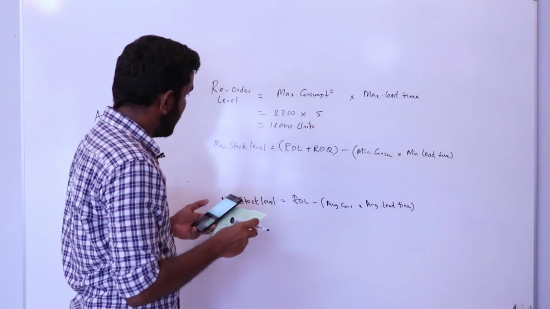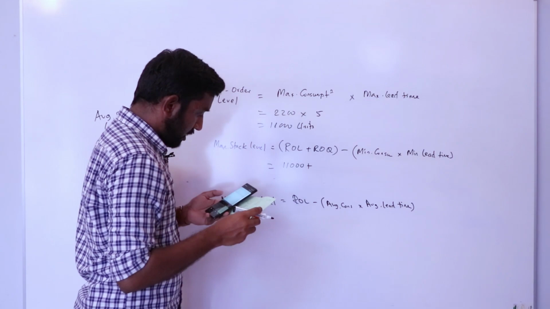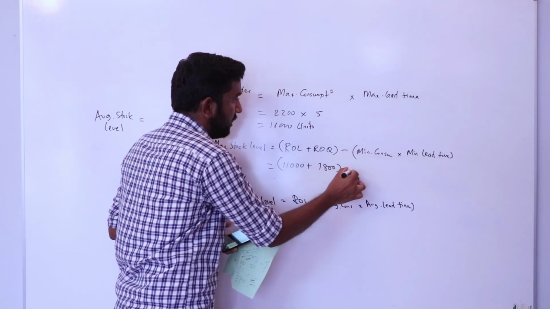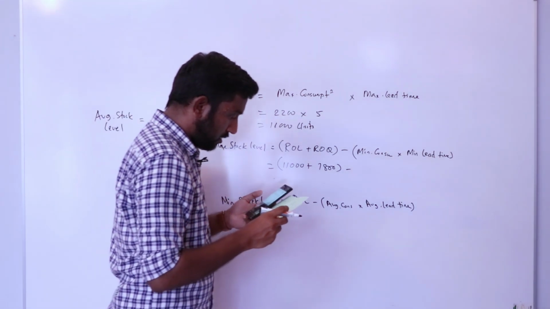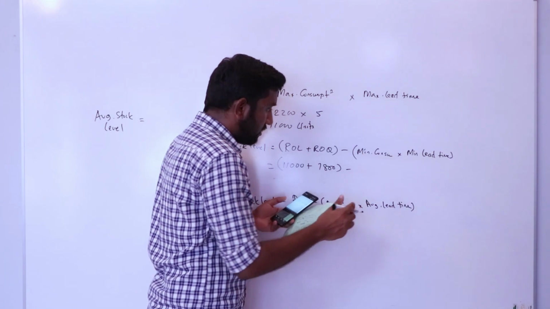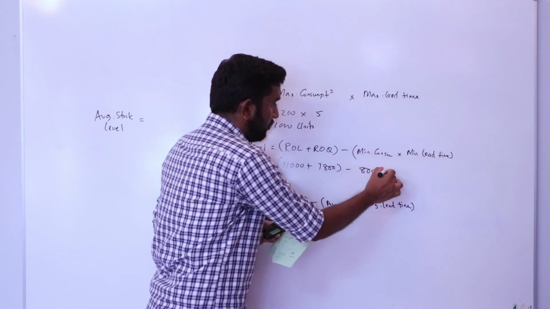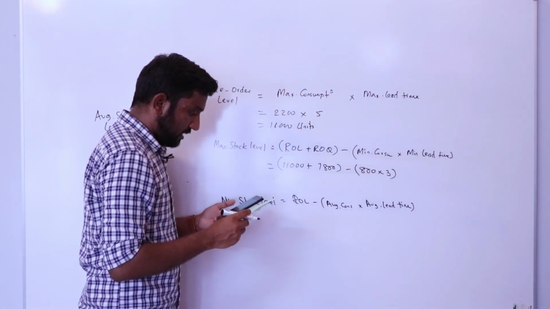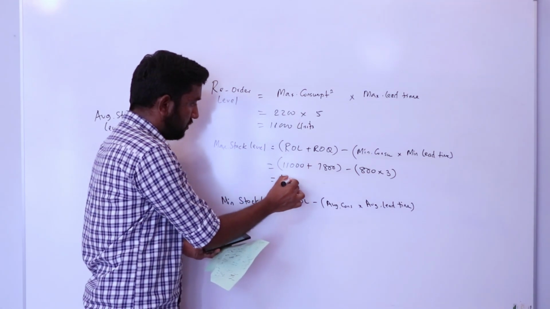Second one is maximum stock level. So reorder level is 11,000 plus reorder quantity is given as 7,800. Then you have to find the minimum consumption and minimum lead time. So minimum consumption is how much? Minimum consumption is 800 and the lead time is what? 3, right? So 2,400 you have to deduct. So answer is, I think, somewhere around 16,400.